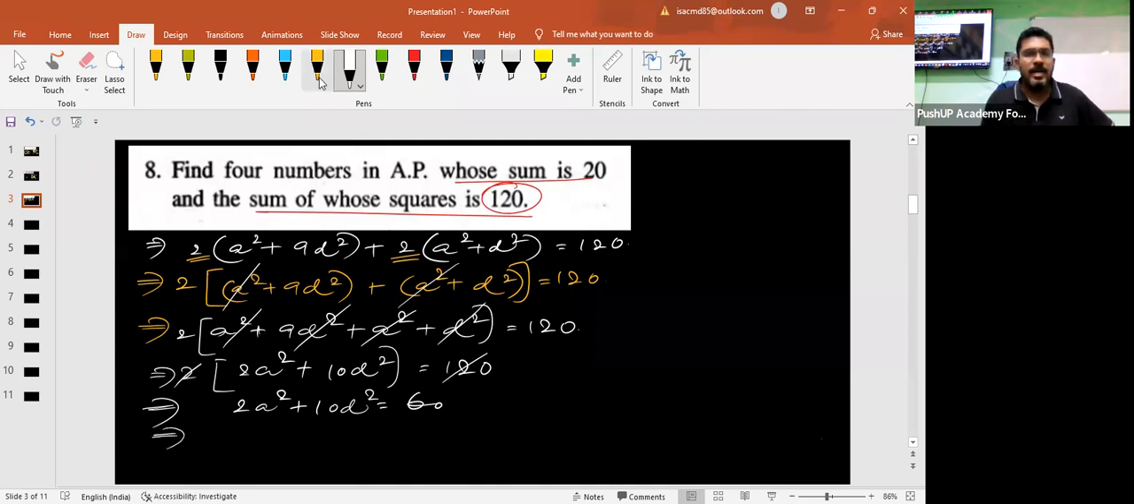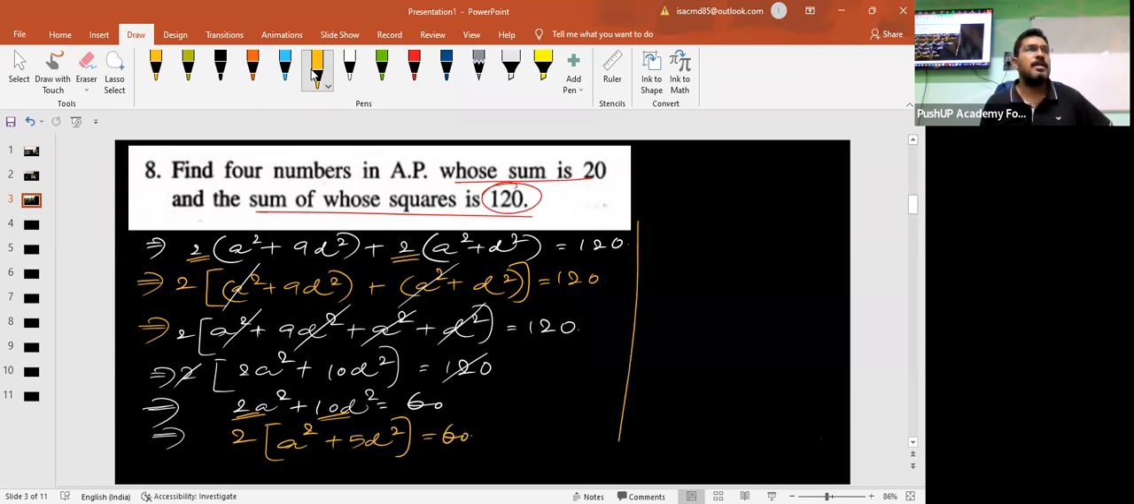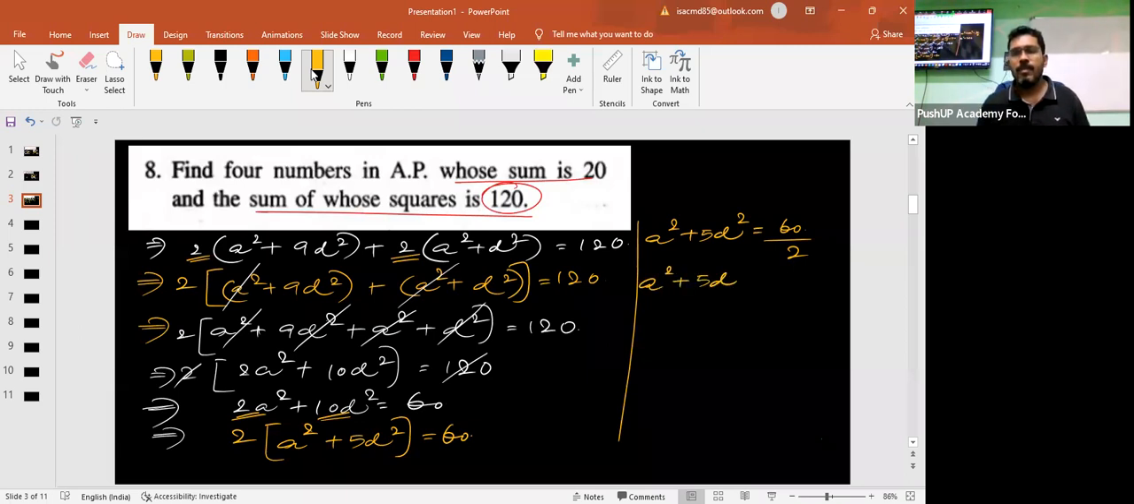Again, if you want, you can take a common factor 2 out of it. So a square plus 5d square is equal to 60 divided by 2. Basic maths I'm doing, right? If initially you're not getting 2 common, can you take 4? Yeah, that also you can do. So finally you're getting a square plus 5d square is equal to 30.